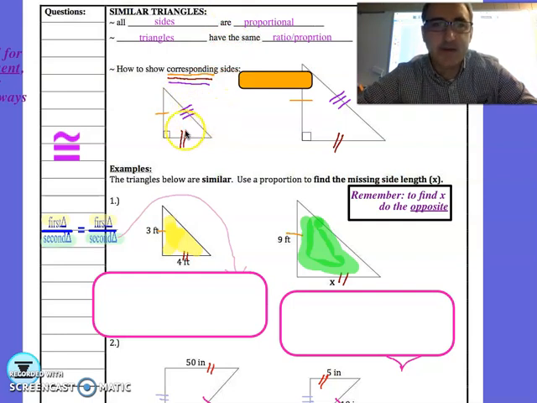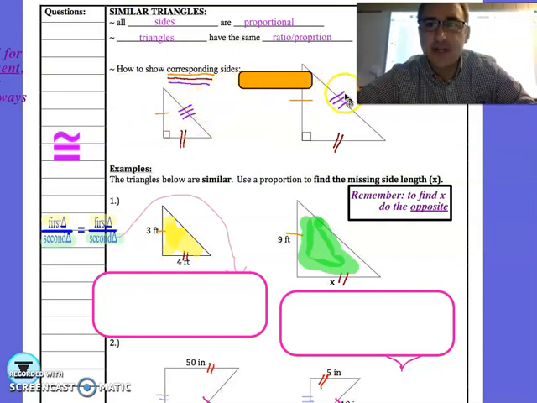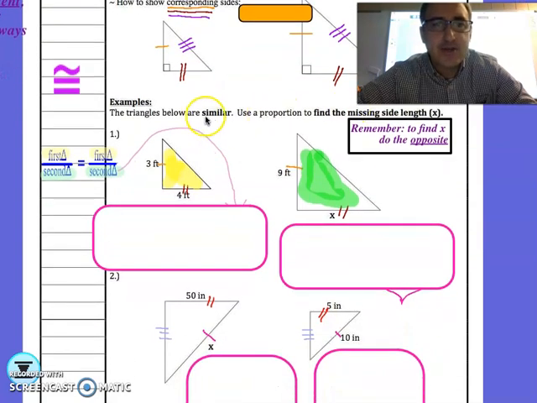So we're going to try and find these ratios. You're going to get used to marking triangles like this as well. So let's look at an example. The triangles below are similar. We have the yellow triangle and the green triangle. Remember, to find x, you have to do the opposite.